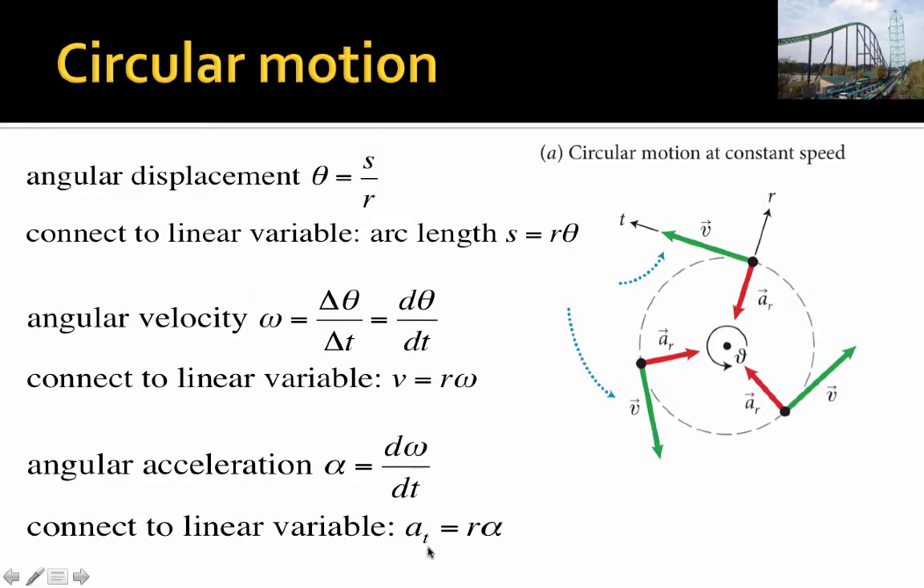We connect this to our linear variable, a sub t. The sub t here refers to tangential. So a sub t is the tangential acceleration as an object goes in a circle, and a sub t is equal to r times alpha. Notice a similarity with all of these linear variable expressions, that in each case the linear variable is equal to r times the angular variable. So r connects the linear and the angular variables.